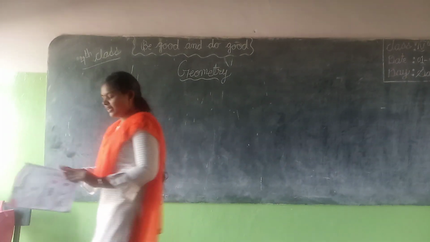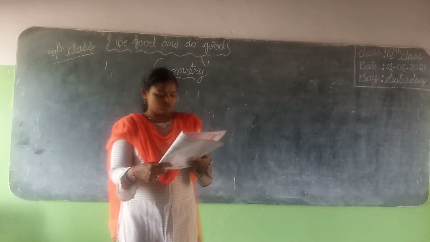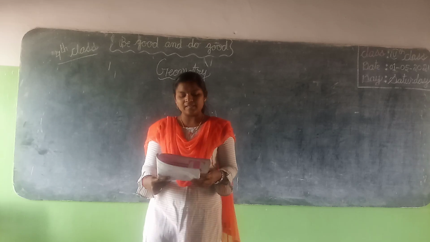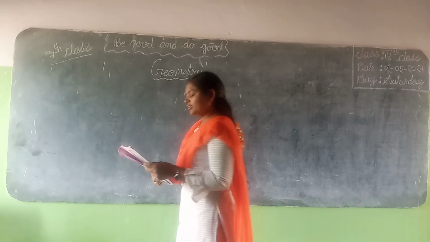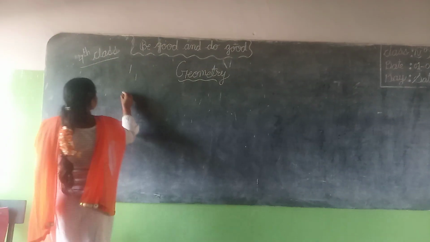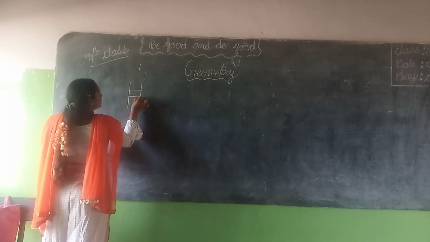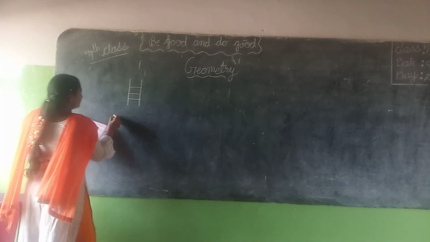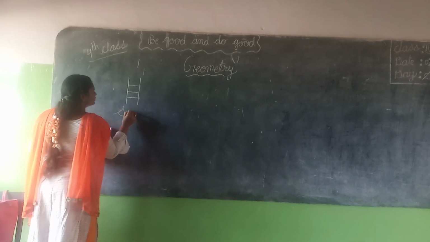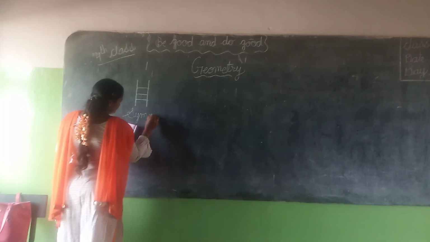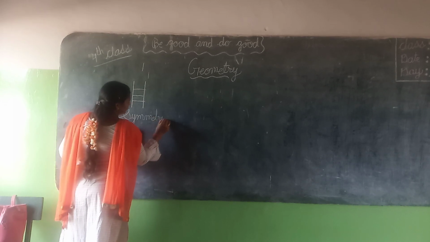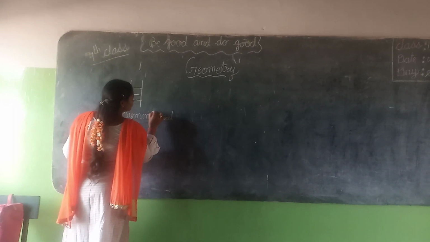First, take your textbook. Open page number 114 and look at the pictures. The first picture, what is this picture? Ladder. This is a symmetrical figure.